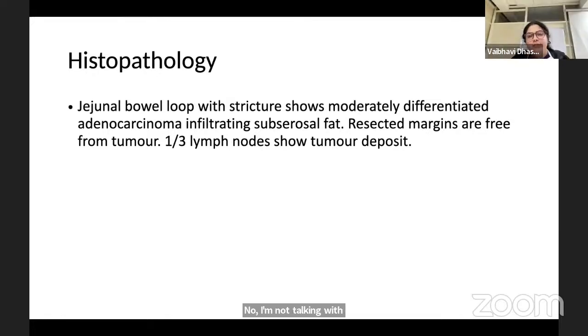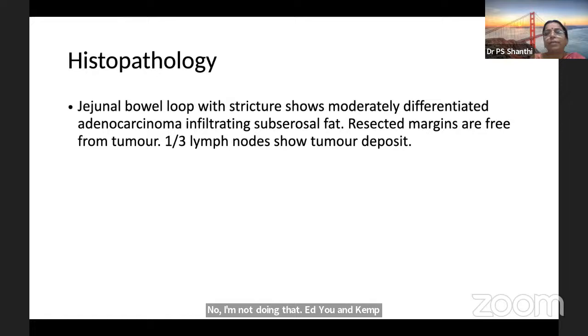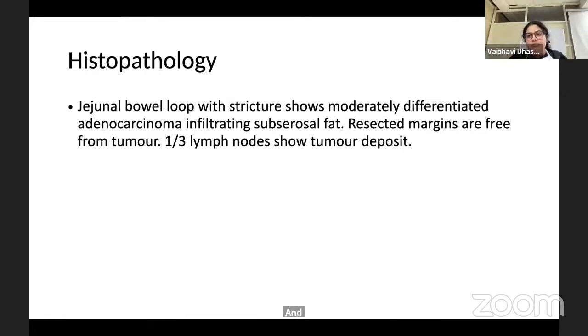You said 1 out of 3 nodes are positive in this patient. How will you follow up this patient? The follow-up of the patient should be, first, a consultation with radiation oncology. The patient should be started on chemotherapy, and there can be routine follow-up of the patient.